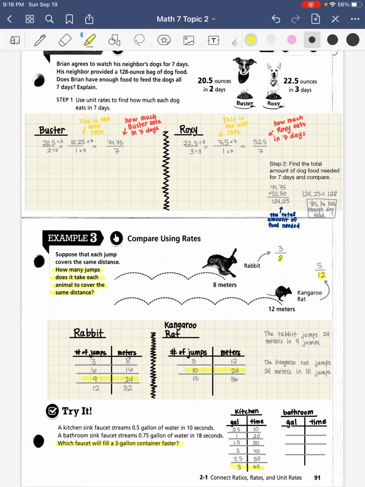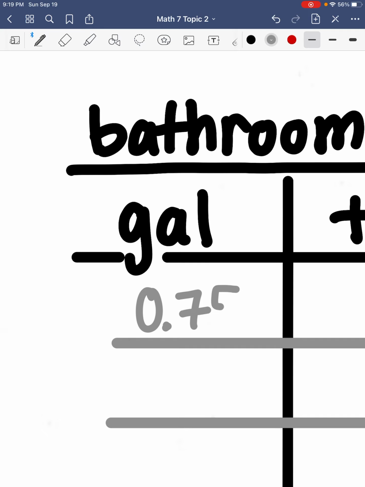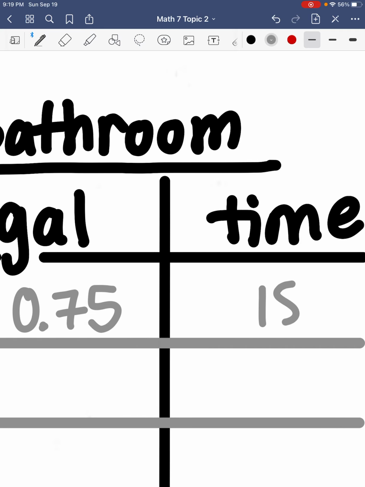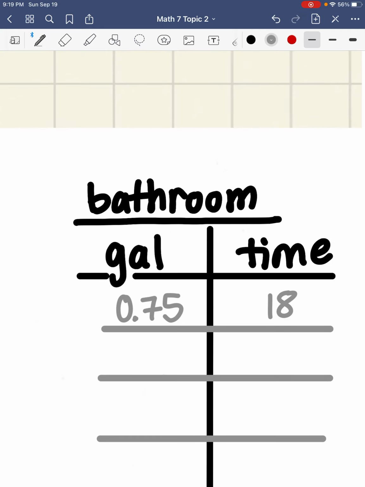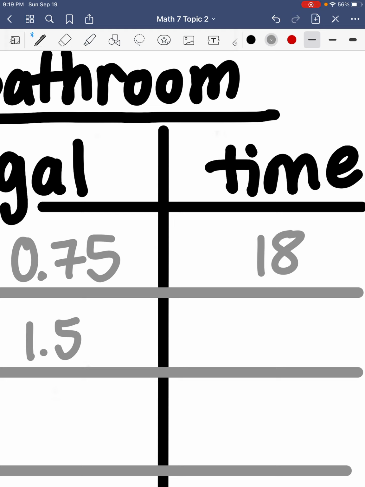Now let's talk about the bathroom. So the bathroom faucet streams water at 0.75 gallon in 18 seconds. So that's where we're starting, 0.75 gallons in 18 seconds. Okay, well, what is 0.75 times 2? If I put that in my calculator, I'm going to get 1.5 gallons. And I'm just going to double our time. 18 times 2 is 36.